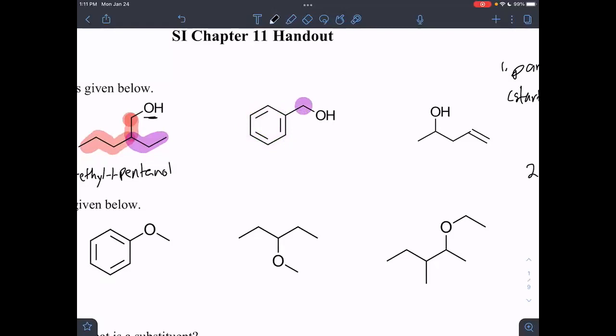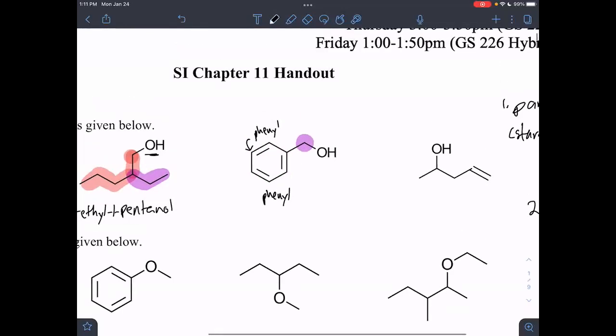So if we have a methyl and 2 substituents coming out of it, 1 phenyl and 1 alcohol, what's the name going to be? Phenyl alcohol. Wait, no, phenyl methanol. Why couldn't it be phenol, like P-H-E-N-O-L?